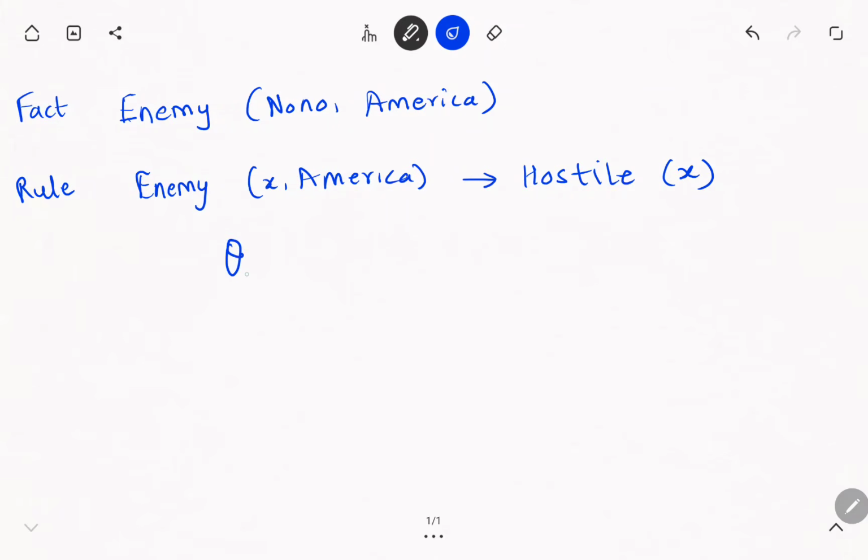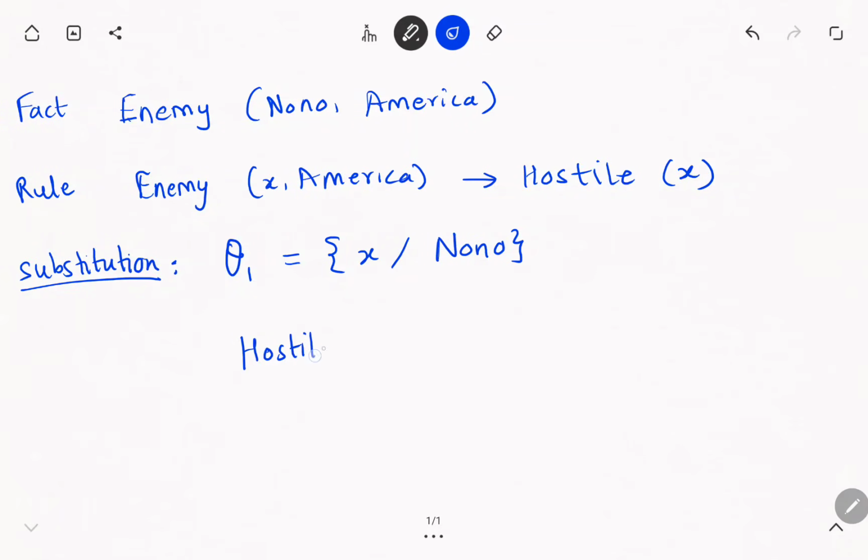Now we'll use the substitution. It's very important that you write all the steps clearly. So we use the substitution. X is substituted by nono. This is the substitution theta 1. Okay. So with this substitution, what do we infer? We infer that hostile nono.